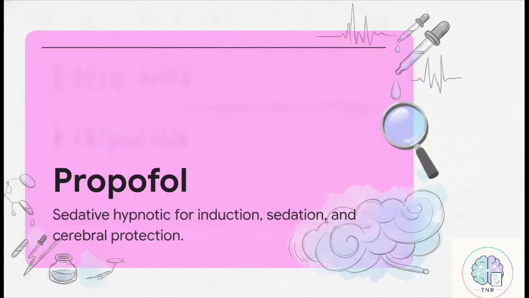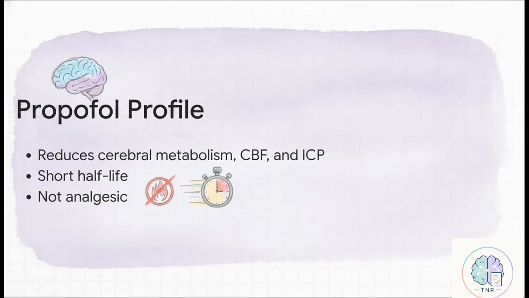Let's turn our attention to propofol. This is a highly versatile sedative hypnotic. It's a workhorse used across the board for induction, for continuous sedation, and it's also been described for its cerebral protection qualities. Like etomidate, propofol reduces cerebral metabolism, blood flow, and intracranial pressure. But its real superpower? A remarkably short half-life that permits rapid awakening.